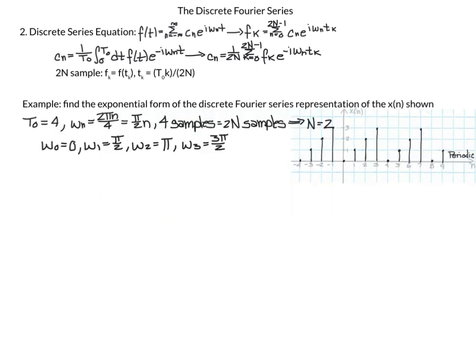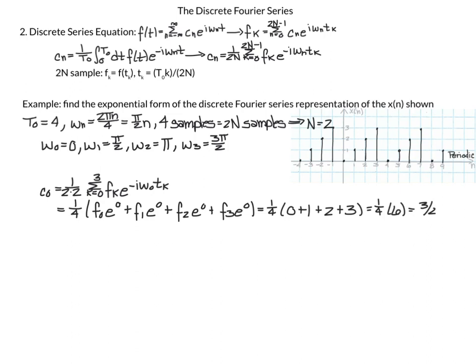I moved my graph over here to make some room, and I made some notes. My period is equal to 4, right? 0, 1, 2, 3. So it's a period of 4. My omega n is 2 pi n over 4. There are 4 samples, which means that our capital N is equal to 2. Our omega naught, just plugging into this formula, is 0. Omega 1 is pi over 2. Omega 2, plugging in n equals 2, gives me pi. Omega 3, plugging n equals 3 in here, gives me 3 pi over 2.